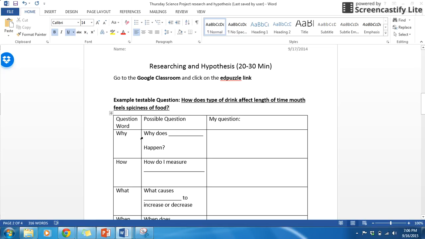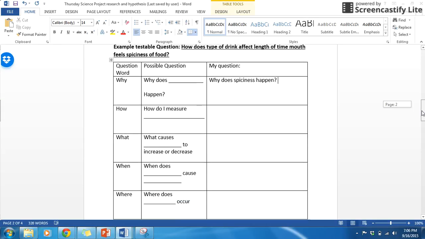So my possible question is, why does blank happen? So I have to relate this to my testable question. So my question would be, why does spiciness happen? Because that is something that I'm measuring. My second question is, how do I measure blank? Well, I know that I'm measuring the time to have the spiciness of the food, so my question would be, how do I measure time?